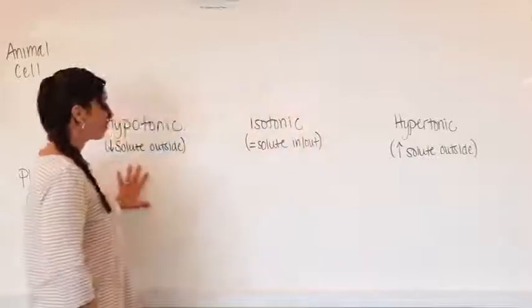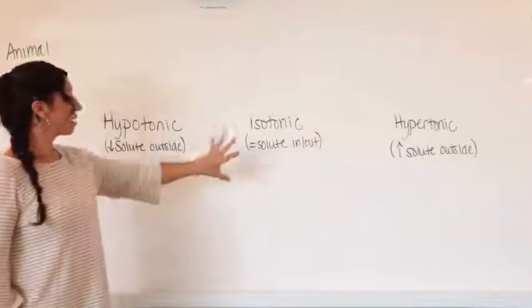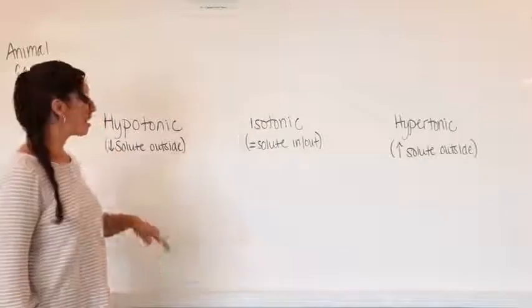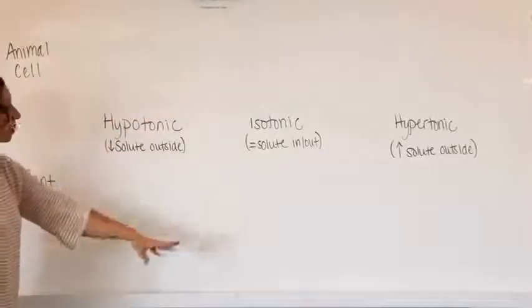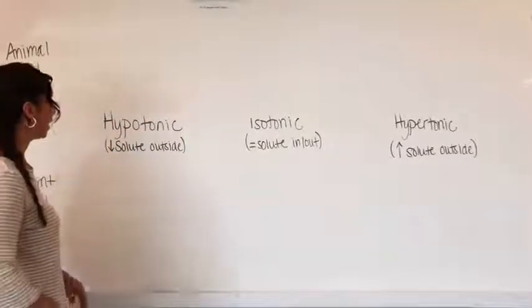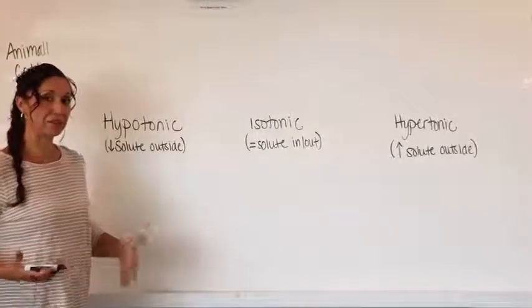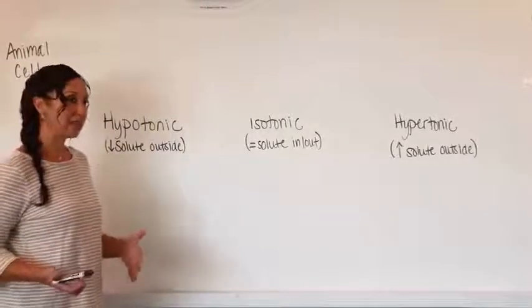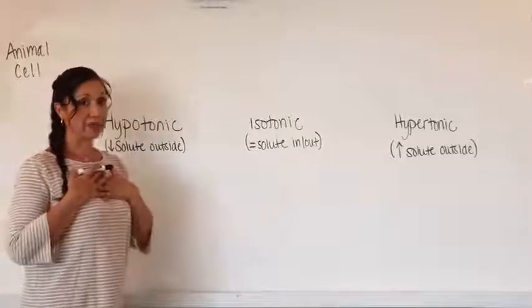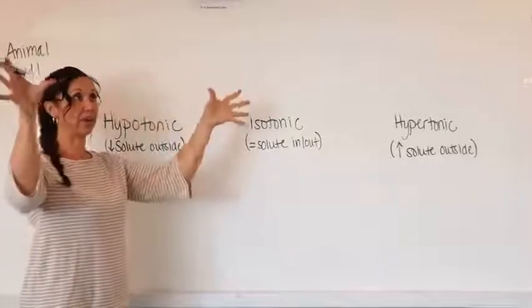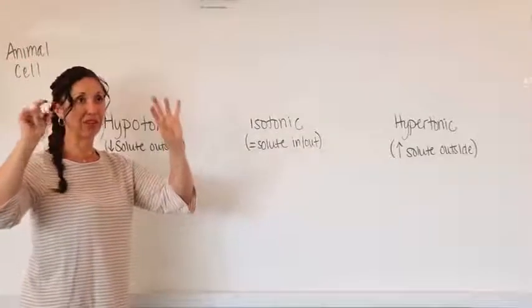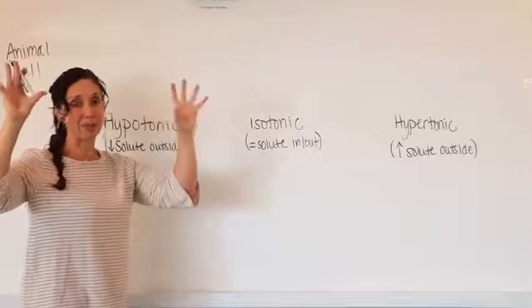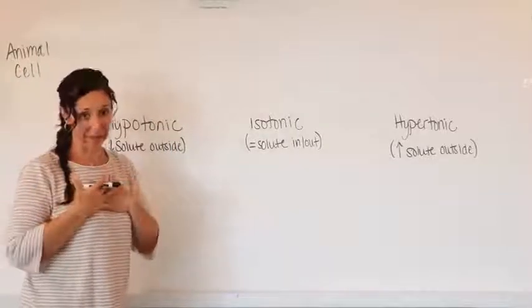So there's three types of tonicity. You have hypotonic, isotonic, hypertonic. And I'm going to show you an example for an animal cell and for a plant cell. So animal cells will be on top, plant cells will be on bottom. Let's talk about hypotonic. So if I'm a cell floating around in a hypotonic solution, that means, in comparison to me, the solution outside of me has a lower solute concentration. There's less stuff outside of my cell than there is inside of my cell.